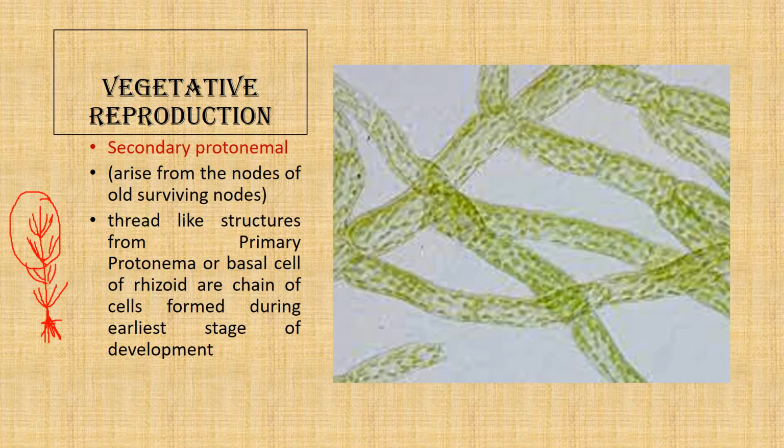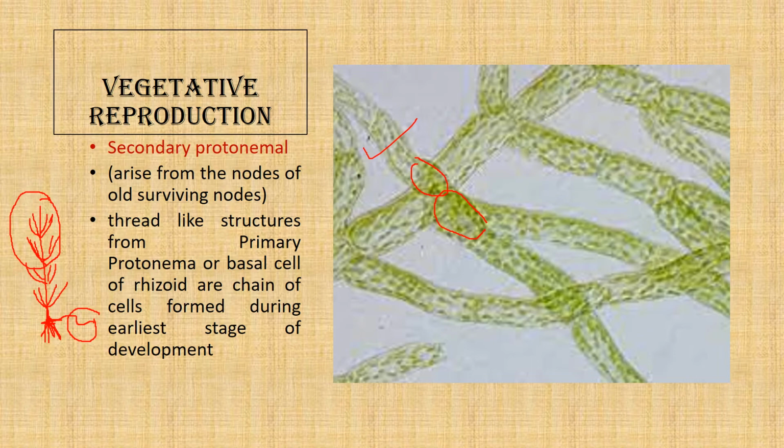So from this nodal region of the older part of the Chara, or say for example the primary protonema, or the older portion of this existing old plant, from the basal node arises the secondary protonema. So this secondary protonema looks something like this one. This is just a thread-like structure which is composed of a chain of cells. These are the secondary protonema.